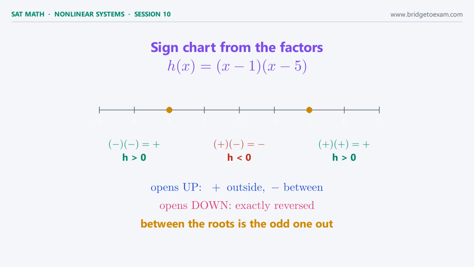Now if there's a negative leading factor out front, every sign flips. Negative outside, positive between. So, check whether the parabola opens up or down. And then remember, between the roots is the odd one out.